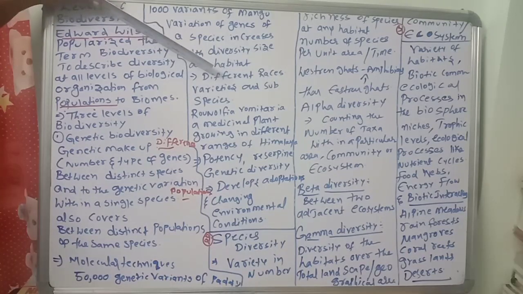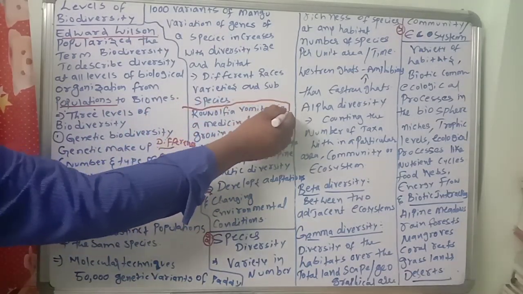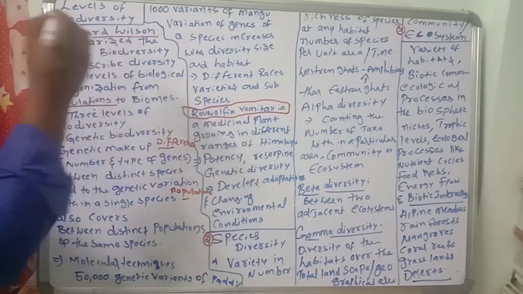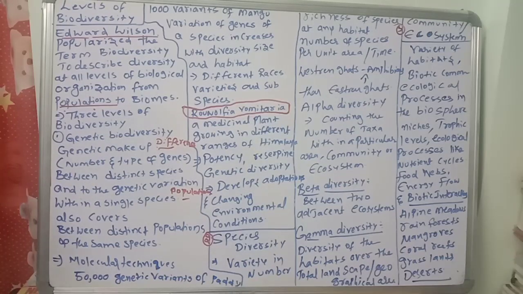Because of genetic diversity, what will happen? Different races, varieties and subspecies will be formed. For example, Rauwolfia vomitoria, a medicinal plant growing in different ranges of the Himalayas.